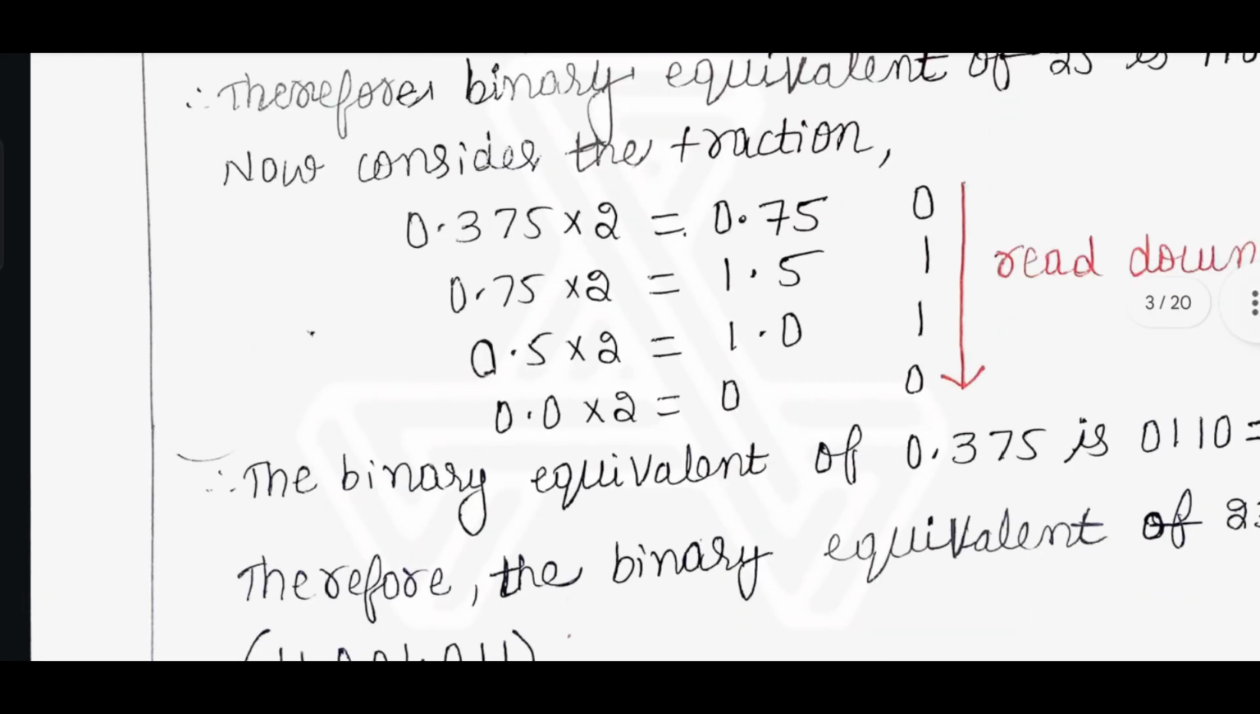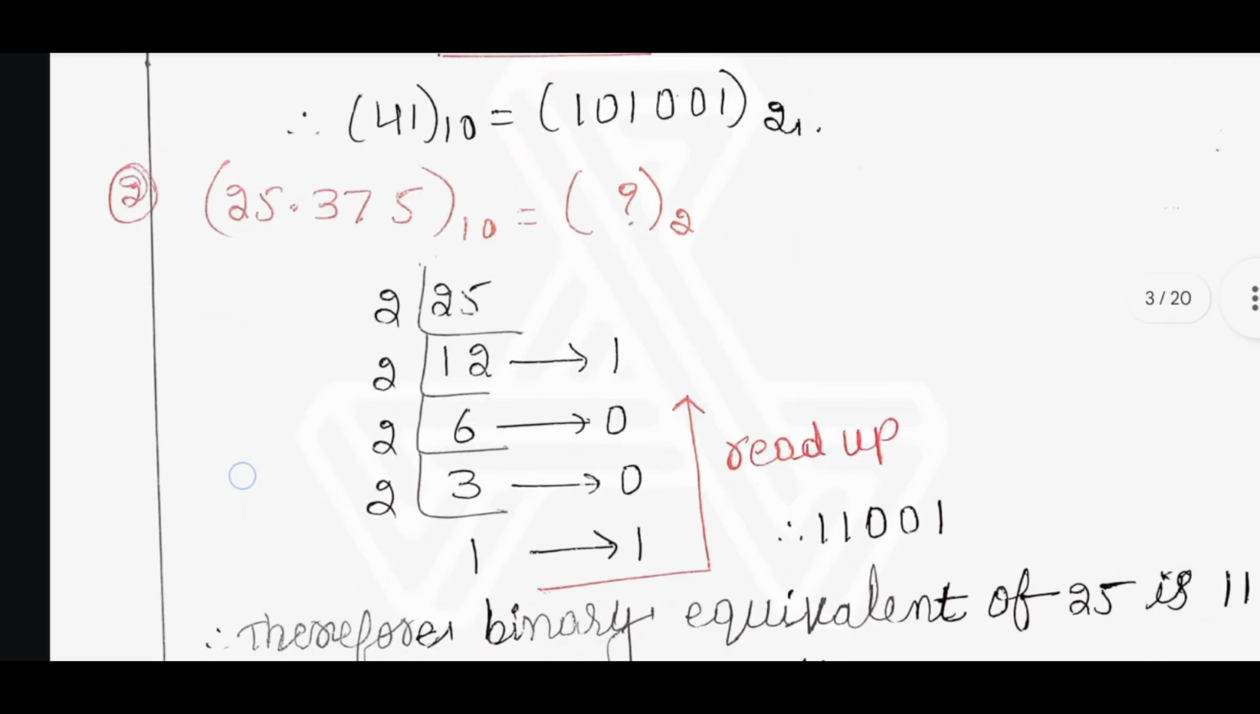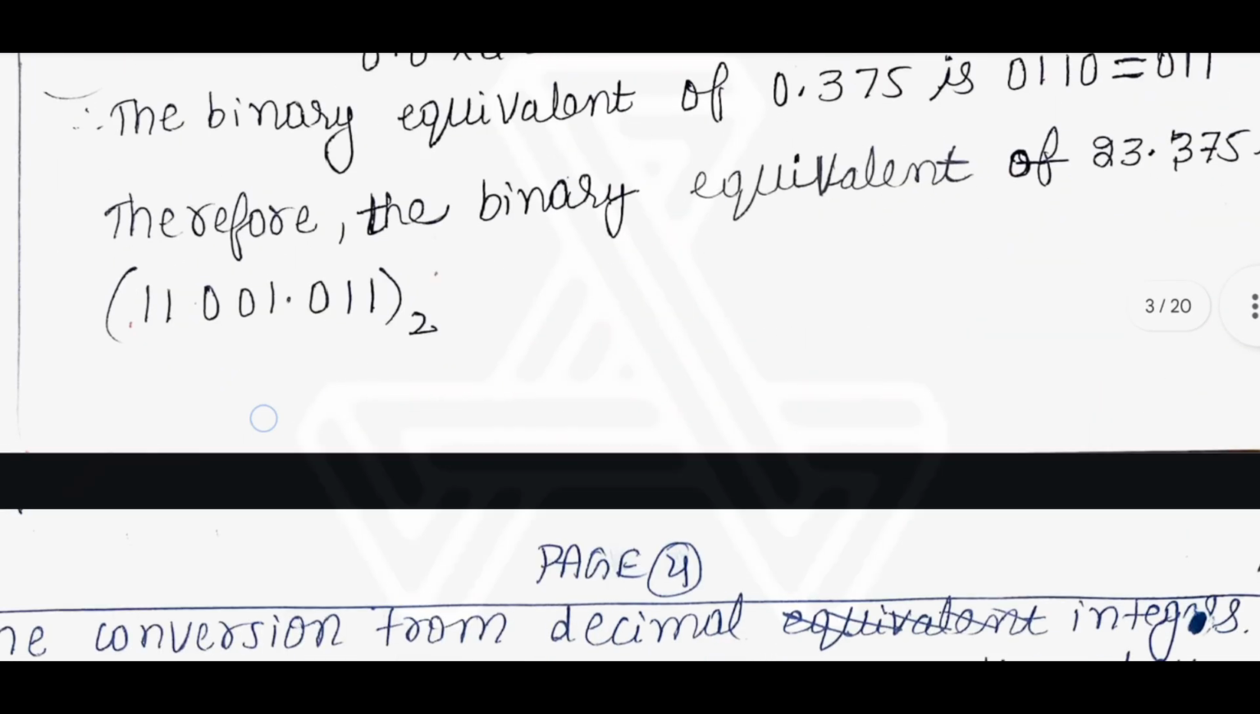0.375 into 2 is 0.75. 0, whatever is there before the point, that should be taken. 0.75 into 2 is 1.5. 1. 0.5 into 2 is 1.0. Then 0. We have to read it down. This one we should read it up. The binary equivalent is this.